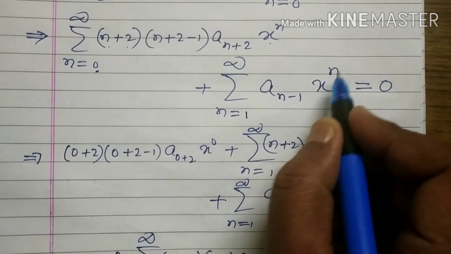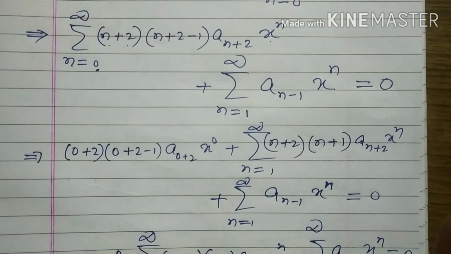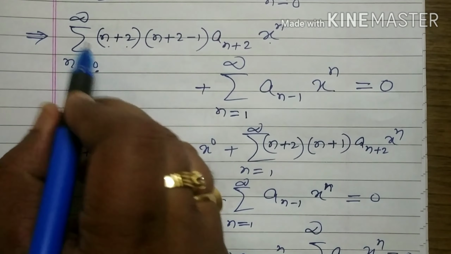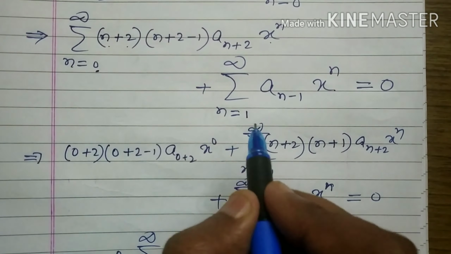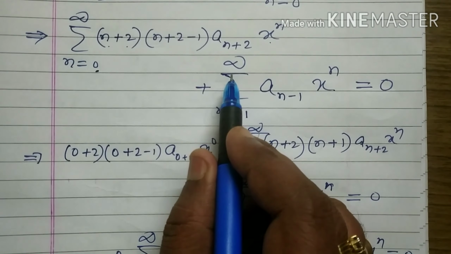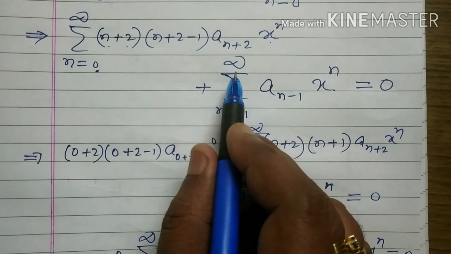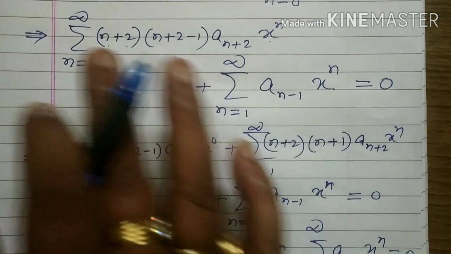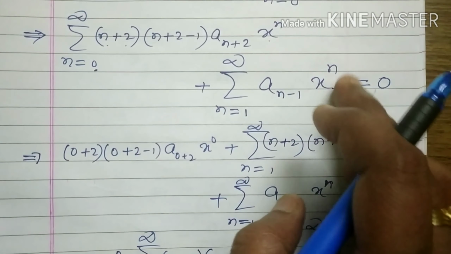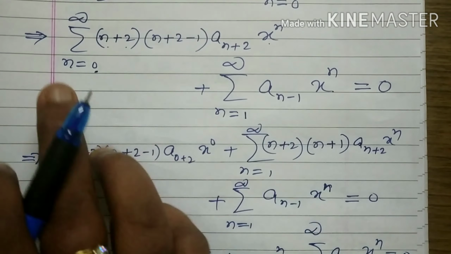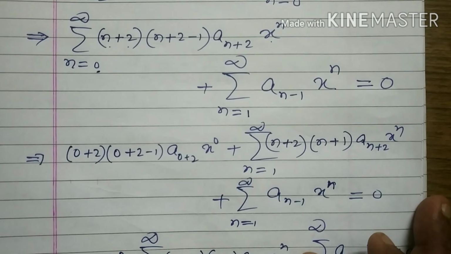Now x to the power n is the same in both parts. But here the summation ranges are 0 to infinity and 1 to infinity. So that means these two are different. The power of the x variable is the same, but the summation part is not the same. Then what do you do?